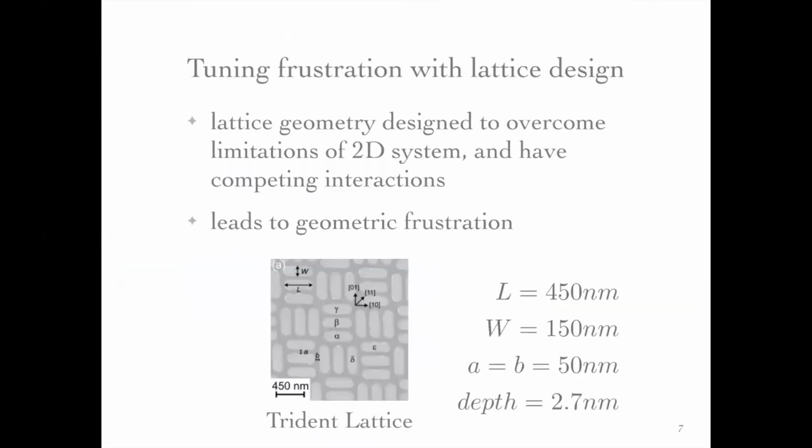So what we want to do is try and modify the lattice geometry to introduce more competing interactions. So this picture here is the lattice we'll look at. We call it the trident lattice. So it has sets of 3 parallel nanomagnets which meet each other at 4 nanomagnet vertices. And we call these sets of 3 tridents.